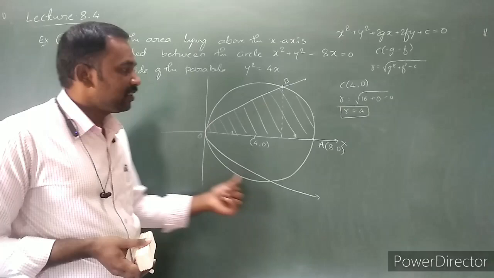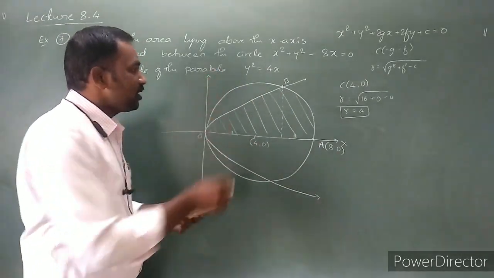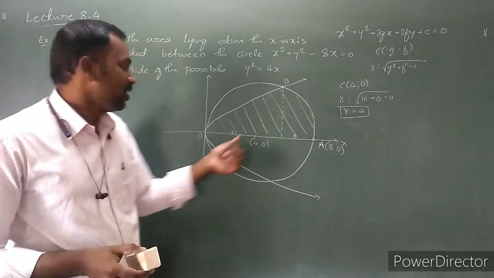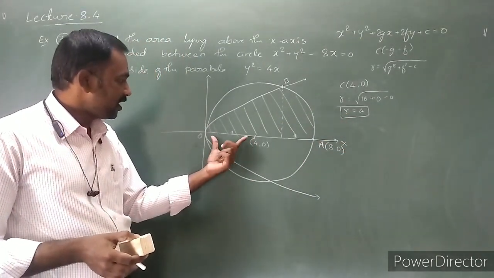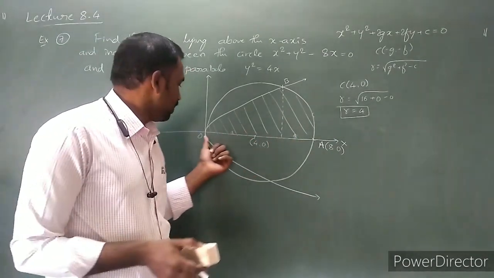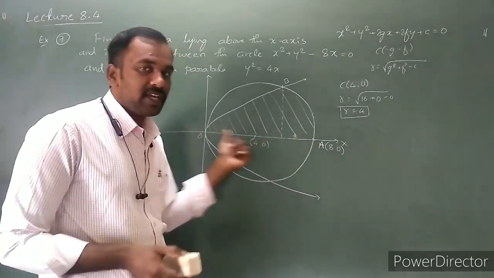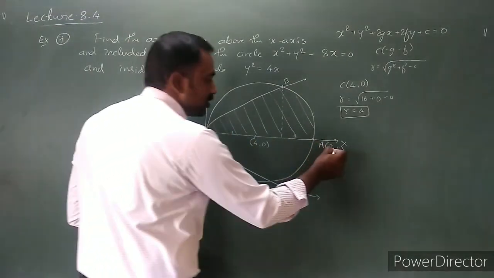The circle touches the y-axis, because the radius of the circle is 4 units. Center is (4, 0), so the radius is 4 units. Here also 4 units. 4 plus 4, total, the diameter is 8. OA is the diameter. Therefore, the coordinate of A is (8, 0).